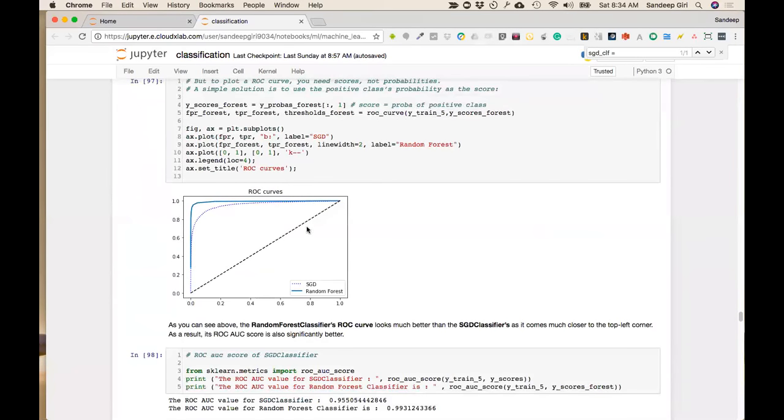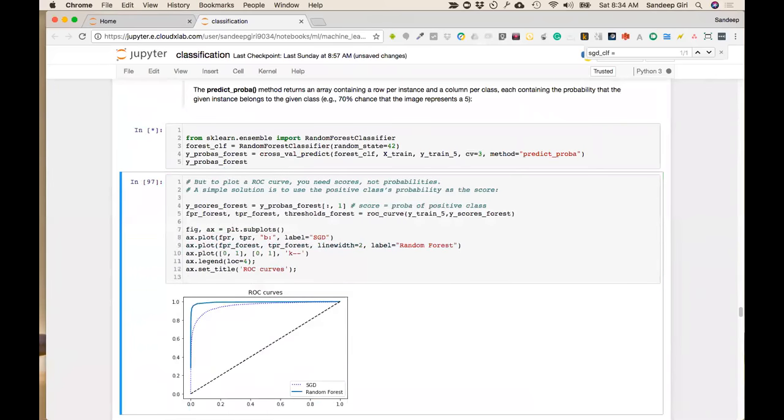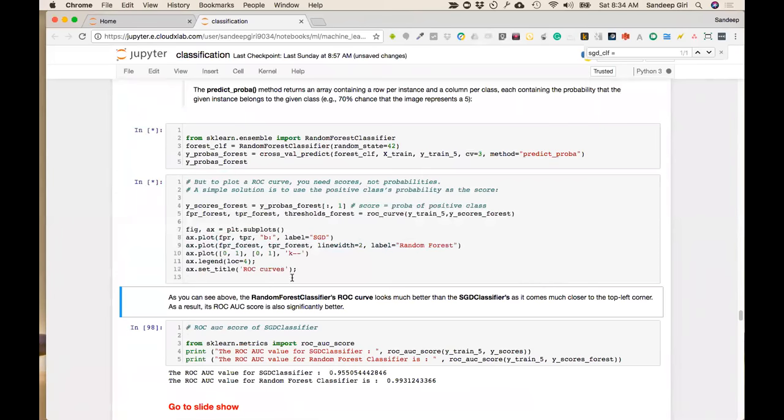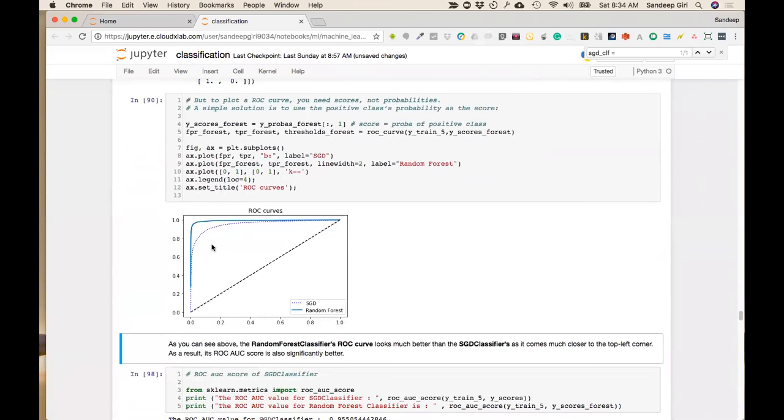Let's go down. Yeah. So this is what we were discussing. Here, what we're discussing is that if you plot the random forest classifier with our SGD classifier, you'll see that the random forest classifier is doing a far better job. It's almost there.